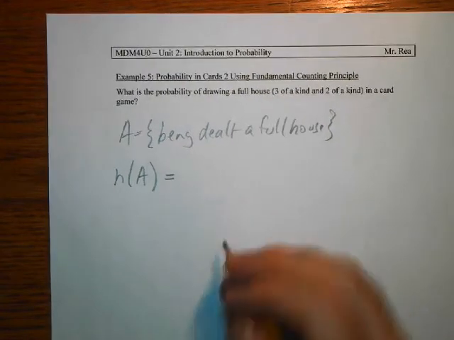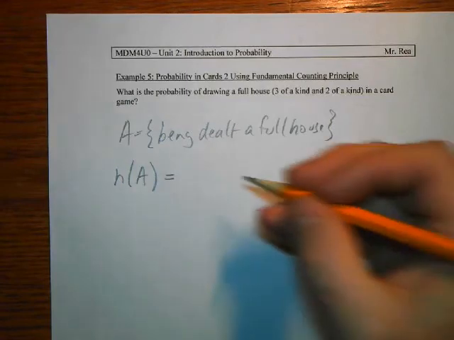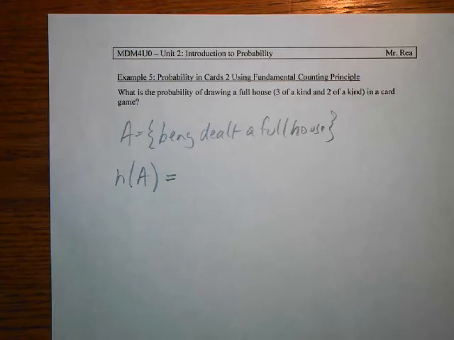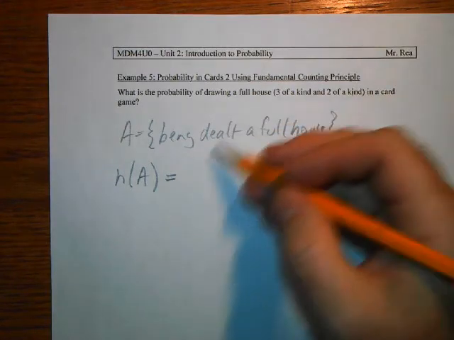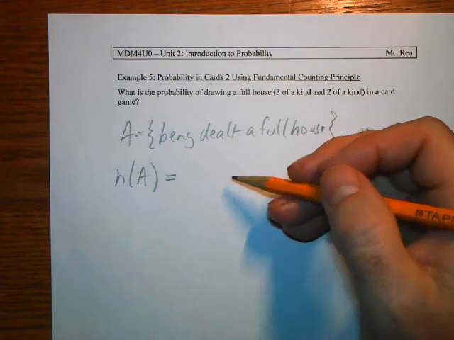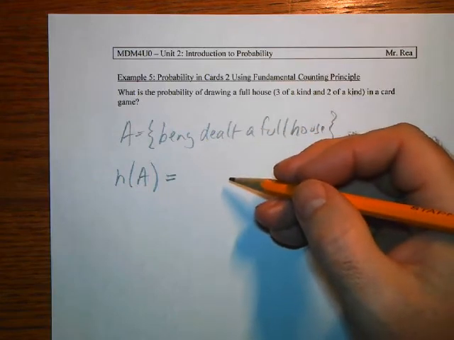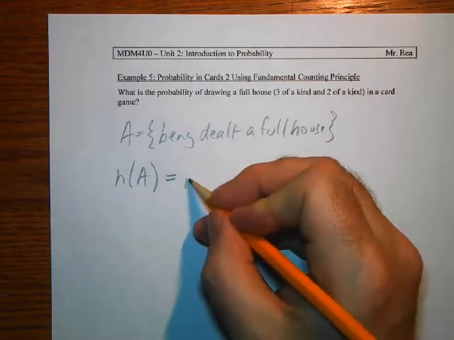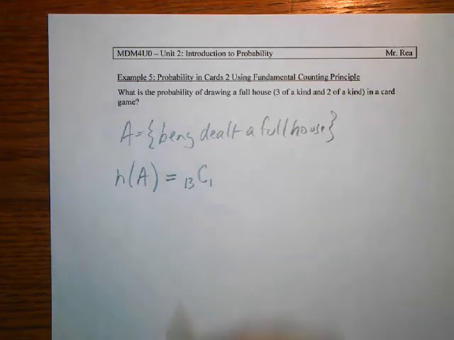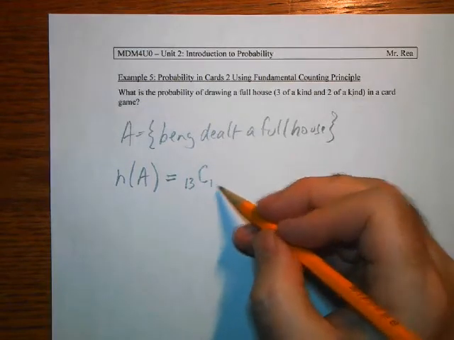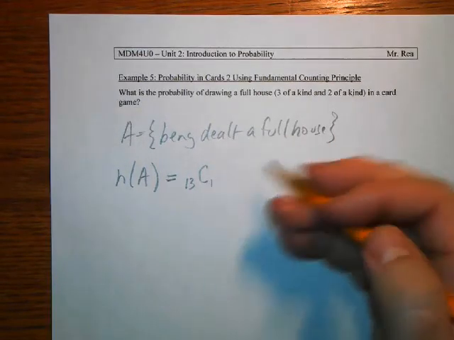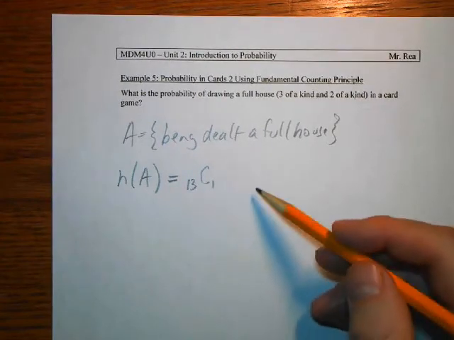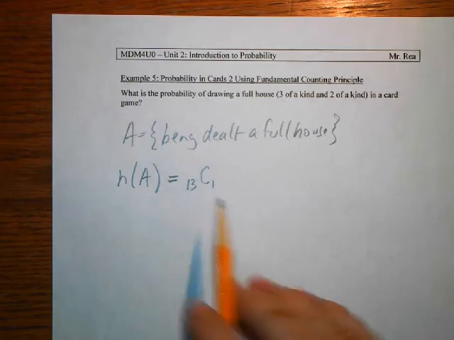So how can I get my 3 of a kind? Now those 3 cards have to be the same card number, like a 2 or a 7 or a queen. So there's 13 of those. So I'm going to start off with 13 choose 1. That gives me whichever card that I have 3 of. Okay, 13 choose 1.